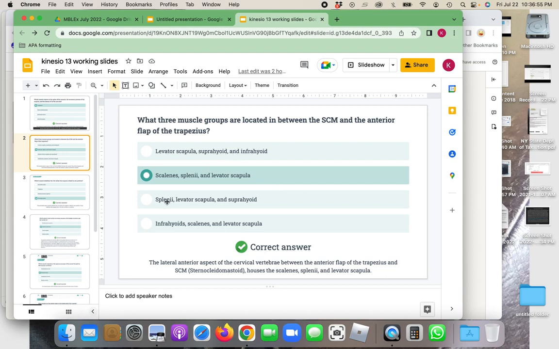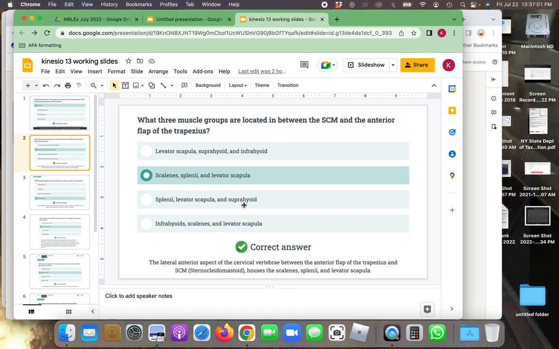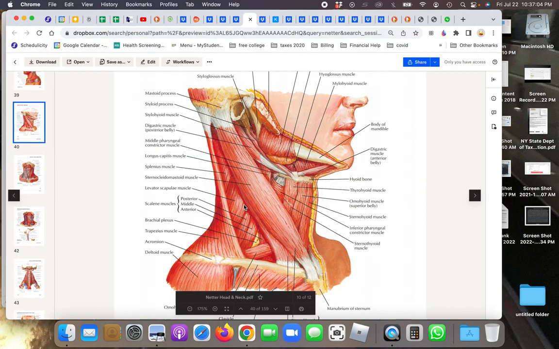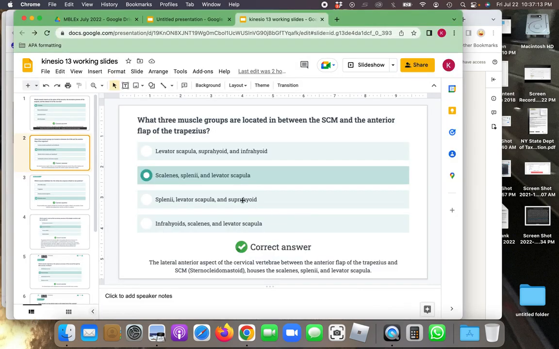Spleni, by the way, that'd be splenius cervicis and splenius capitis. That's correct. Levator scapula, suprahyoid. No, I wouldn't say suprahyoid, because even though I'm not seeing suprahyoid, I wouldn't choose that one. Quite frankly, because I wouldn't know the suprahyoid muscle, but I know that the scalenes, splenius cervicis capitis, and the levator scapula are between those two borders of the SCM and the upper trap. And then the infrahyoids, the scalenes and the levator scapula.